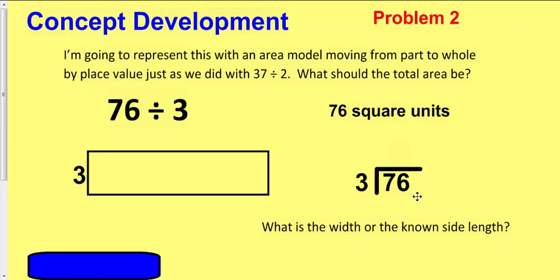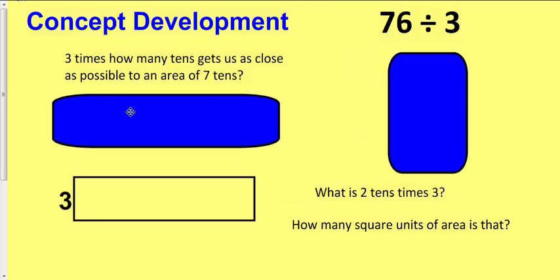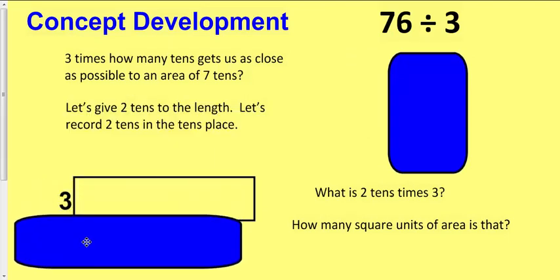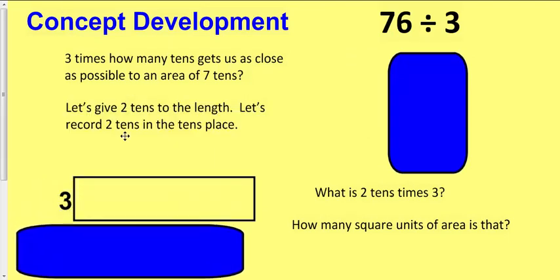All right, so I have 7 tens, and I want to figure out how many times 3 goes into 7 tens. So 3 times 3 is 9, that's too much, so it'd be 2. So let's label the width up here 2 tens. Okay, so we're going to do 2 tens.